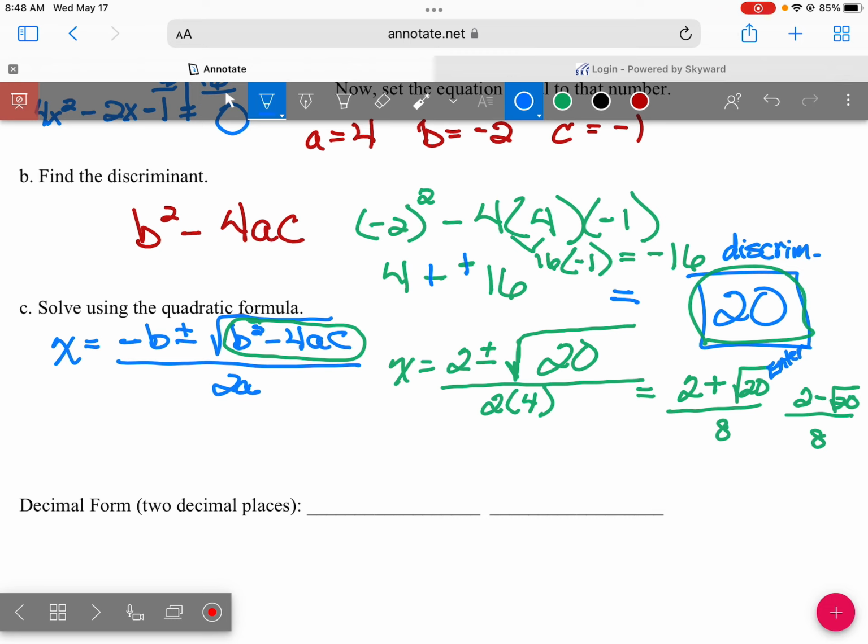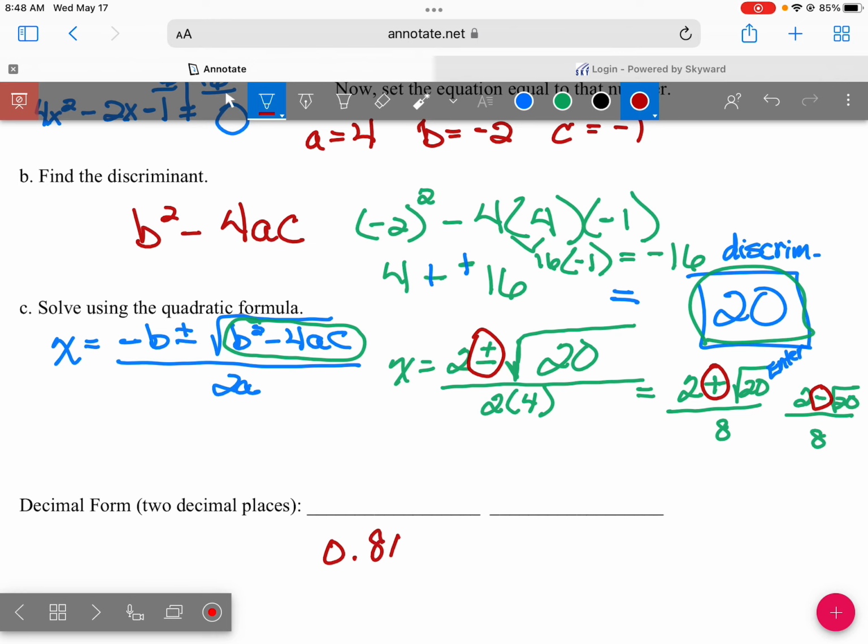Why did you write it twice? Because this one, it can be plus or minus. So this one is the plus and this one is the minus. Good question if you're not sure. All right, so what'd you get for the first decimal?